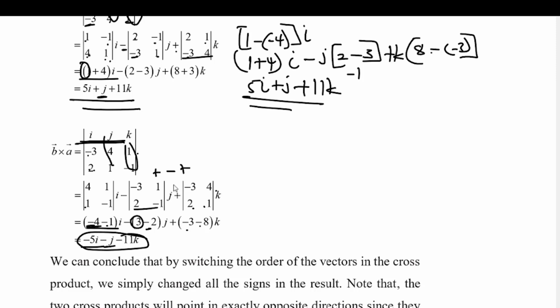So you can clearly see that the result for the first one and the second one are not the same, and therefore we conclude that the cross product of two vectors a and b is not the same as the cross product of b and a when we interchange the vectors.